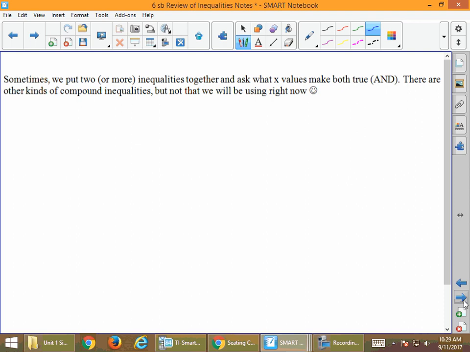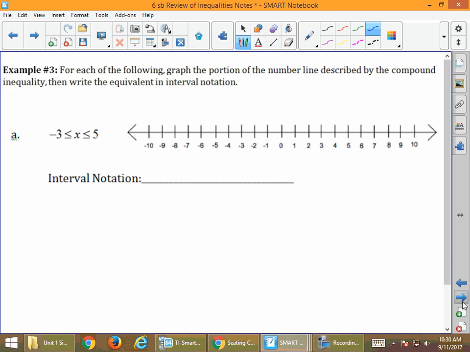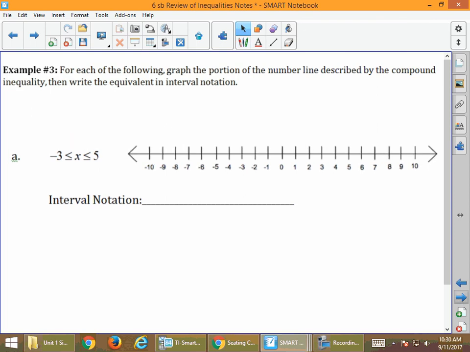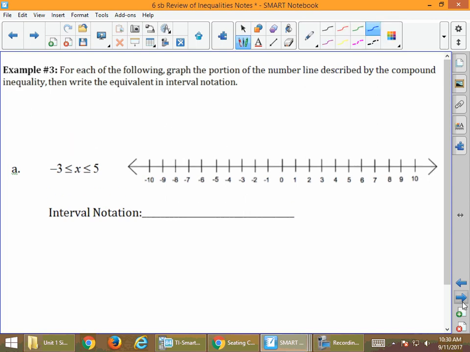Sometimes we're going to put 2 or more inequalities together and ask what x values make both of them true. It's called an AND kind of problem. There's other kinds of compound inequalities, compound meaning more than 1, but we're not going to be using those right now. So we're sticking to one kind, which will hopefully be nice for us in our understanding. But before I go, and I don't know that you need to write this down, but I want to write down how this is read if you're curious.